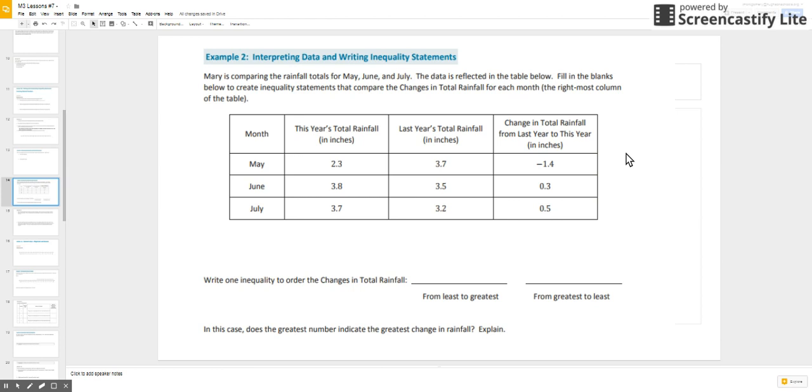All right, hello students. Now we're going to move on to example 2, interpreting data and writing inequality statements. On this one, they're going to give us some kind of information, a data table, and we're going to answer some questions about what's going on. It says Mary is comparing rainfall totals in May, June, and July. So these are all different rainfall totals.